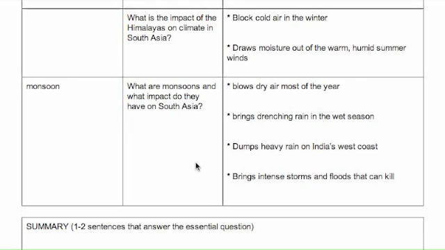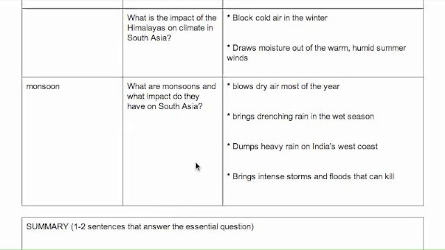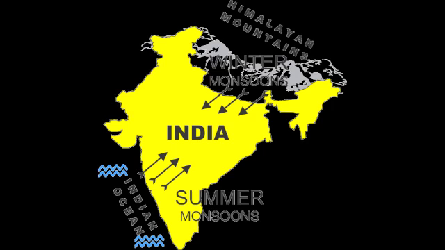And the last thing we're going to talk about are the monsoons. I'm sure you guys have heard of these. They are South Asia's seasonal winds. So that's a vocab word. Monsoons are seasonal winds in South Asia. For most of the year, the monsoon blows from the northeast and brings dry air, but then during the wet season, from June to September, the southwest winds bring drenching rain.